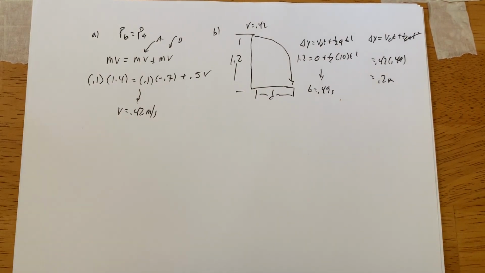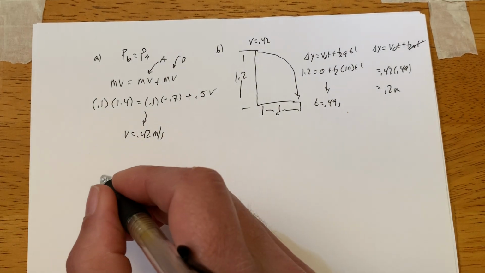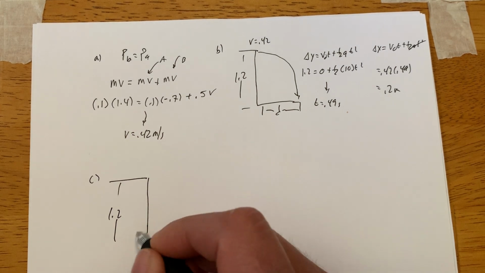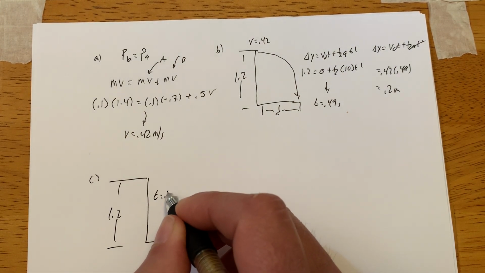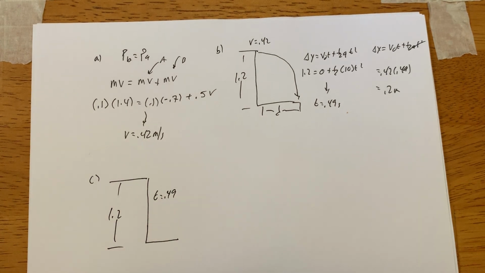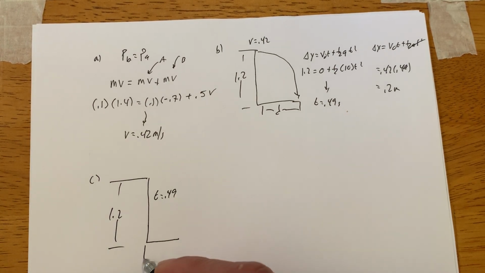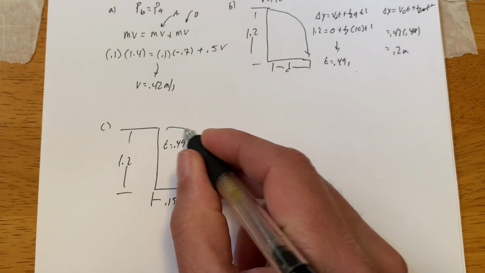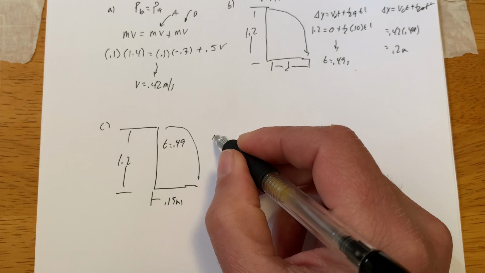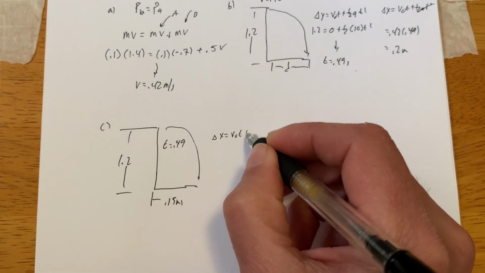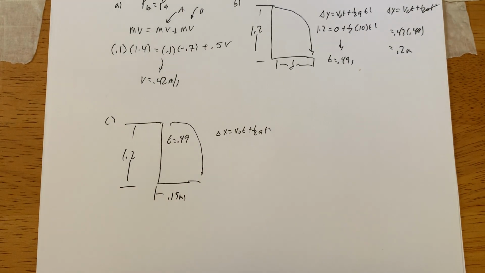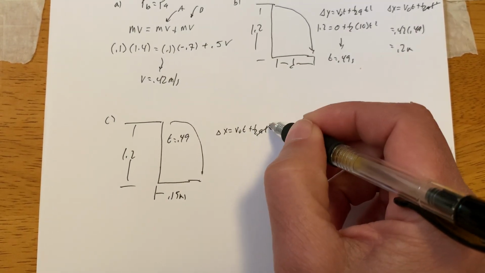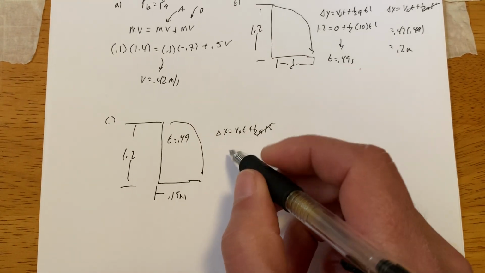So how am I going to handle that? I'm going to draw my table again. I know this is 1.2, which means I know the time in the air is 0.49. I do know that. And you're told that this is 0.15 meters. So how far does this one land? Well, delta x is equal to v0t plus 1/2 a t squared. This is just a linear motion problem. There's no acceleration because it's traveling horizontally.